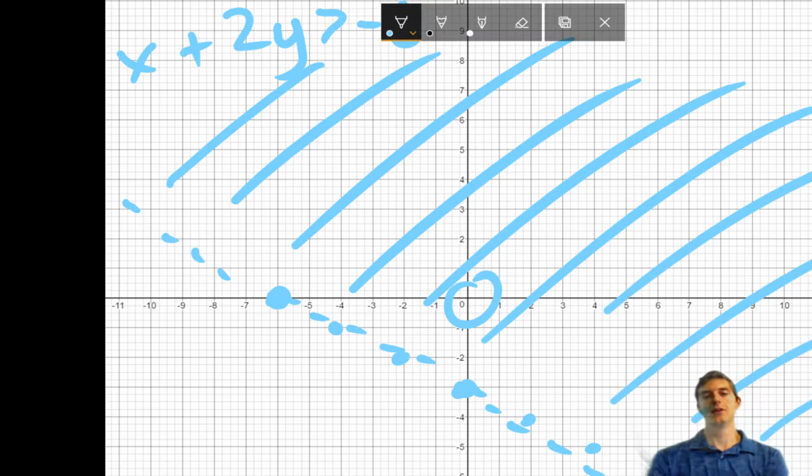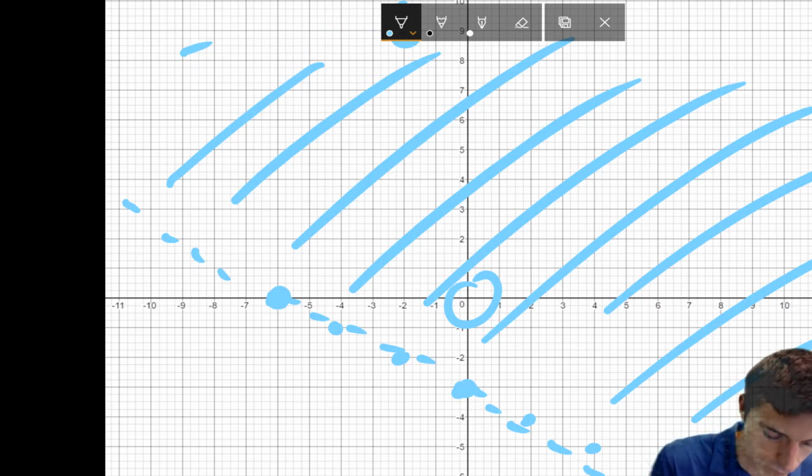So far, in the two examples I've done, the one with a greater than sign I shaded above, and in the previous example, the one with a less than sign, I shaded below. That will not always be the case. Sometimes, and this especially happens with standard form equations, it'll be a greater than sign, and you'll actually be shading below the line. So just watch out for that.